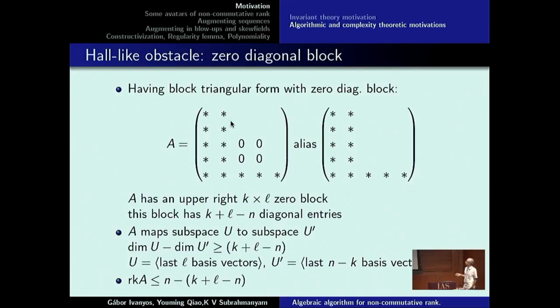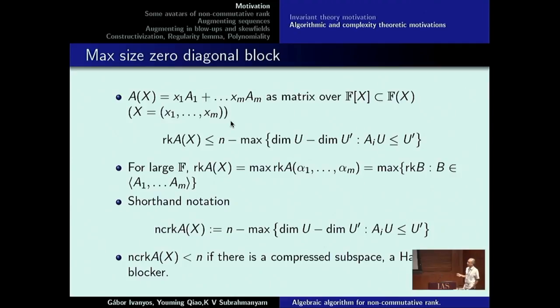Now, this is for a single matrix, and if I have a collection of matrices, this is what we have been talking about over the past few days. Given a collection of matrices A1 to AM, this is the standard PIT question that computer scientists are really interested in. Namely, given a matrix with linear forms in the variables x1, x2, ..., xm, we would like to know if the determinant of this matrix is non-zero.